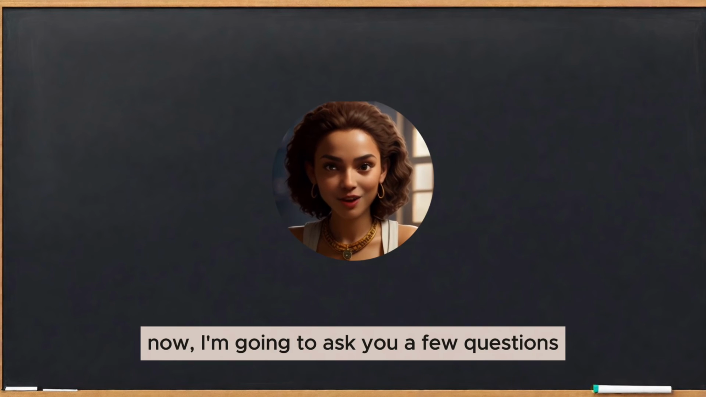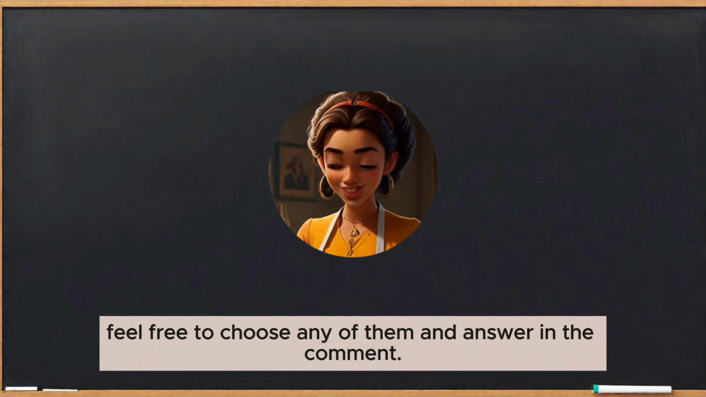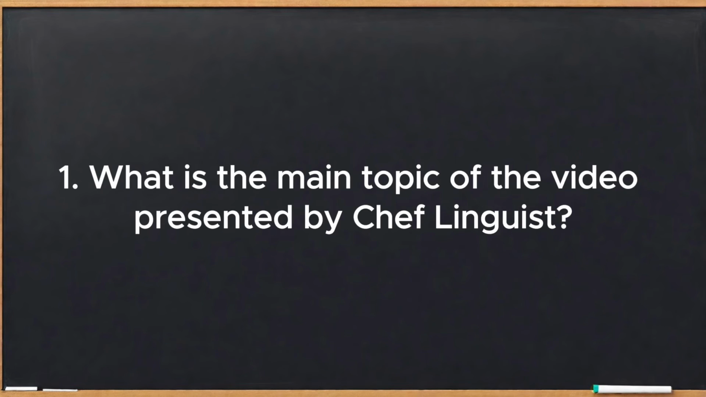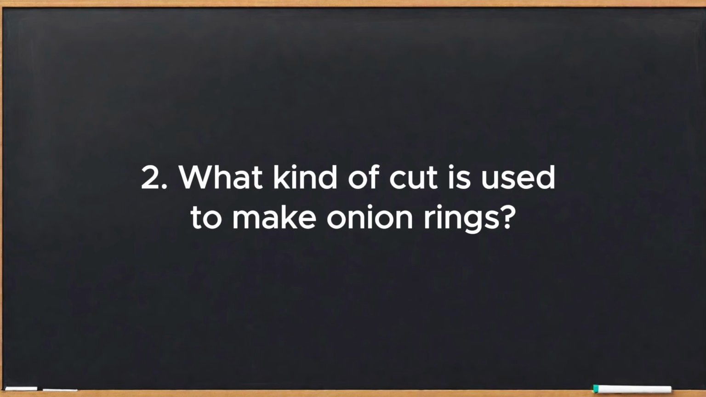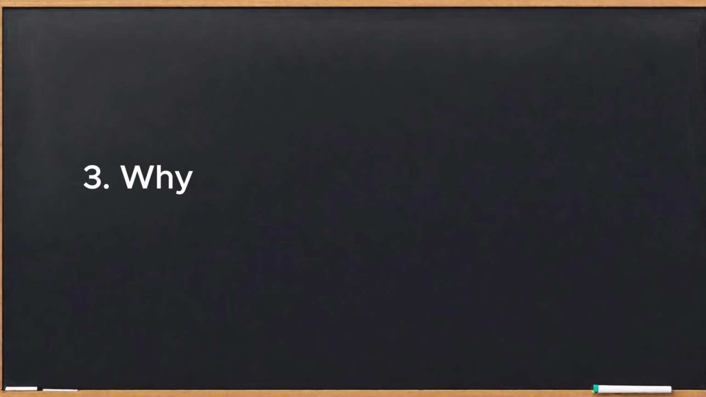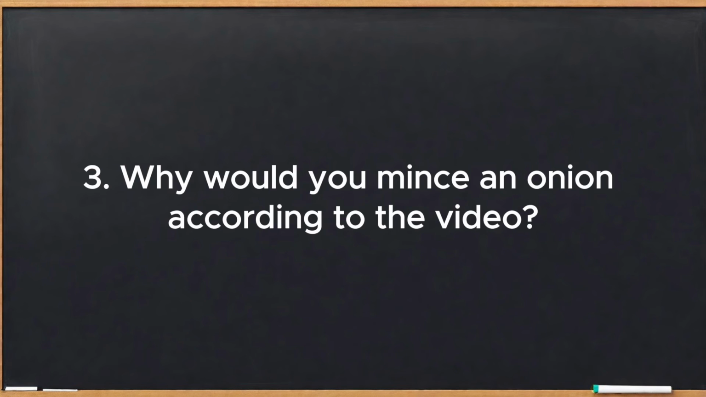Now, I'm going to ask you a few questions. Feel free to choose any of them and answer in the comments. What is the main topic of the video presented by Chef Linguist? What kind of cut is used to make onion rings? Why would you mince an onion according to the video?